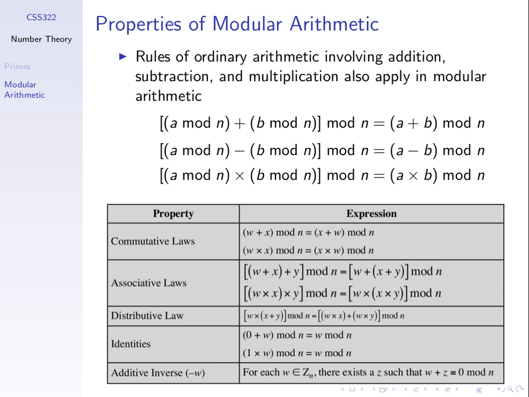Many of the rules of normal arithmetic that we know apply for modular arithmetic, involving addition, subtraction, multiplication, and so on. Well, those three at least. Some of the rules are listed here. For example, A mod n plus B mod n, all mod n, is the same as simply summing A and B and then taking mod n. And some other rules here. We'll just go through a selection of them.